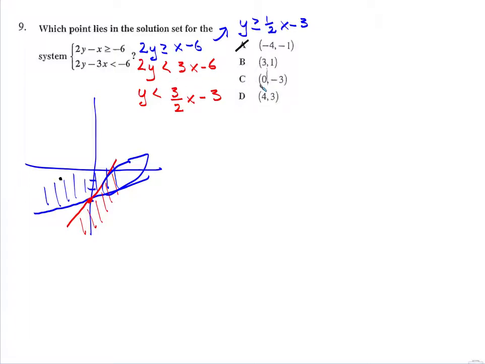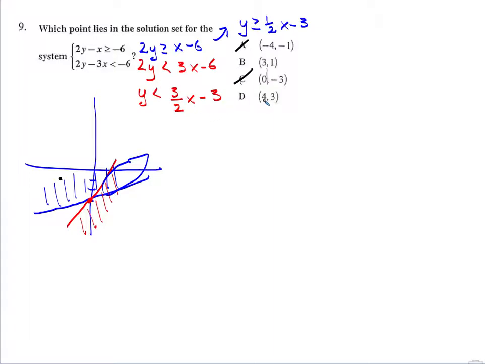Let's look at C. 0, -3. That is not included because remember, the red line is a dashed line. It has to satisfy both of these. It doesn't satisfy the point at 0, -3, so it can't be C. That's a very hard thing to see. Did you guys see why I eliminated C? Because it only goes on the line, and that line is not equal to, it's just a less than. Exactly. Yep.